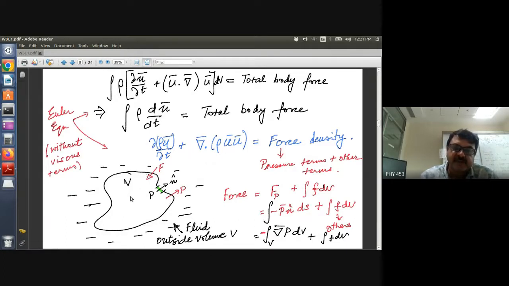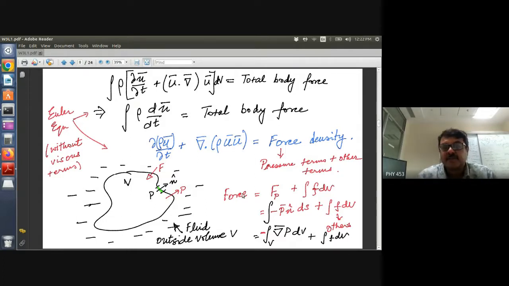So this fluid exerts some pressure on the outside fluid. On the other hand, the outside fluid exerts some force. Pressure is nothing but force per unit area. So it exerts some force normal to the surface at every point on the fluid. So this fluid exerts some force in this direction, this exerts some force in this direction, and so on and so forth.